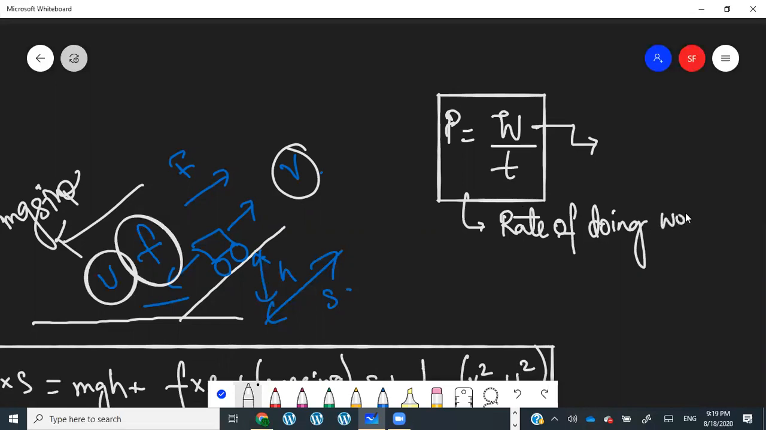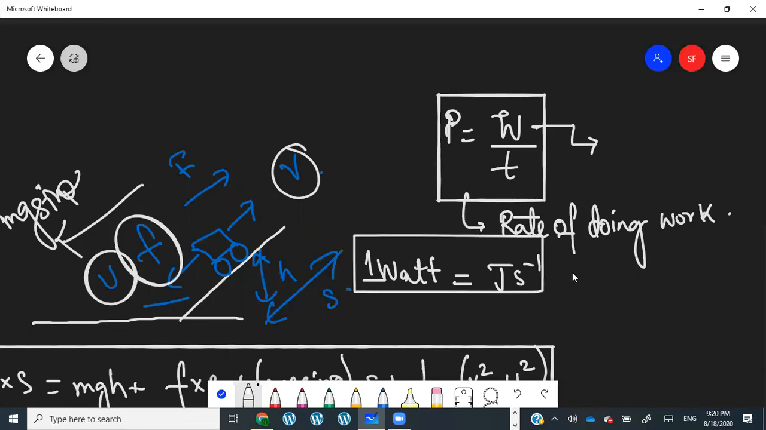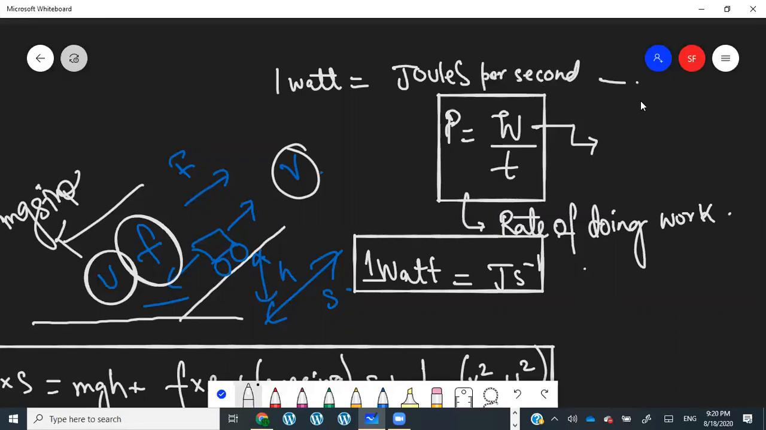Joules per second is not the definition of power, but rather it's the definition of a watt, which is the unit of power. 1 watt is equal to 1 joule per second. So if you are asked to define what a watt is, 1 watt is 1 joule per second. It's a 1 mark definition that comes.